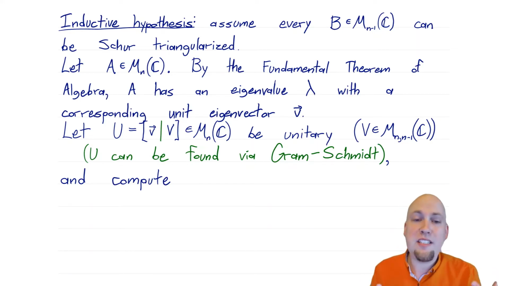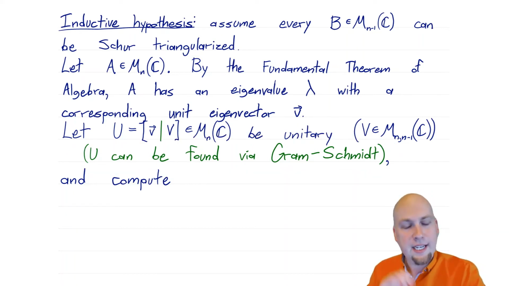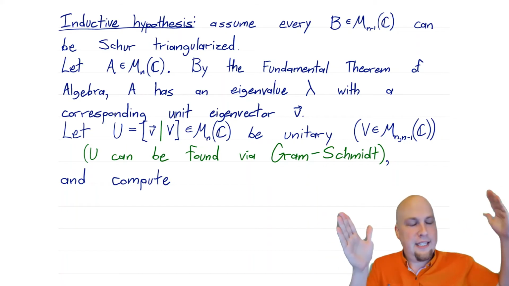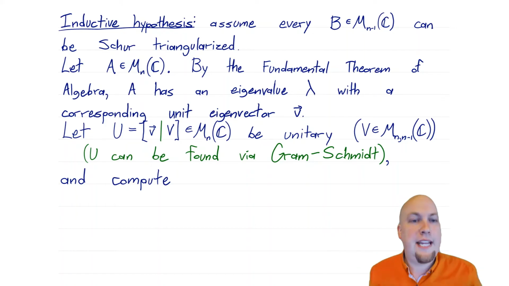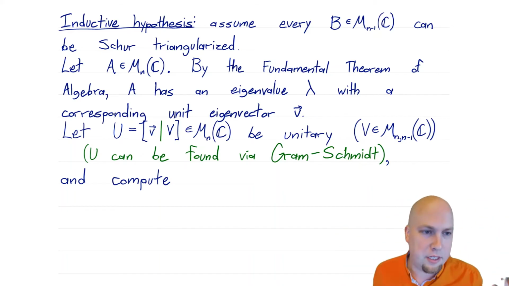You can always do this. You can always find such an orthonormal basis just via the Gram-Schmidt process. You just take this vector v, throw it in some set, and then throw in a bunch of other vectors to fill it out to a linearly independent set with n vectors, and then you apply Gram-Schmidt to that set, and you'll get an orthonormal basis that starts with v. You throw those as columns into a matrix, and you get a unitary matrix.